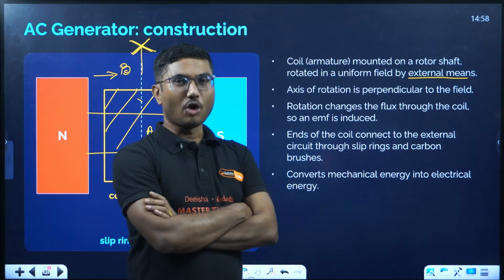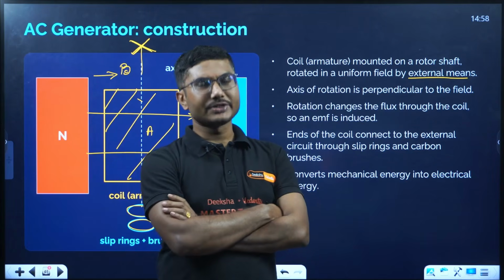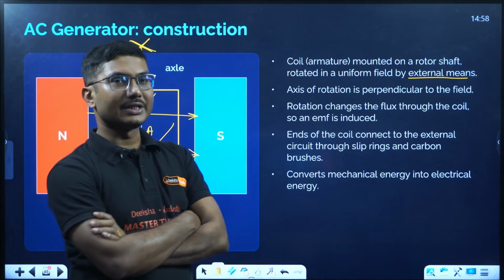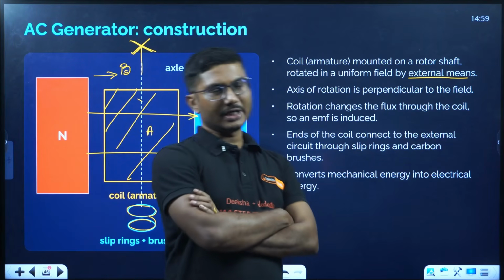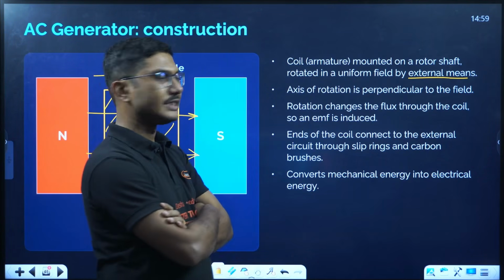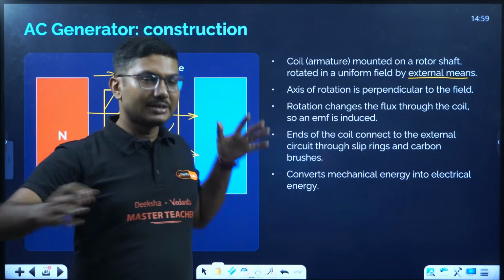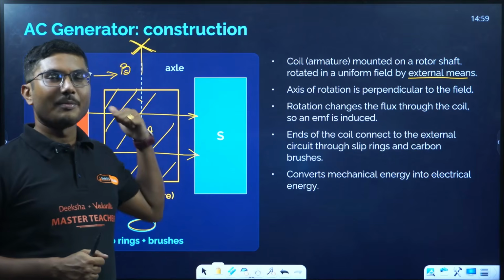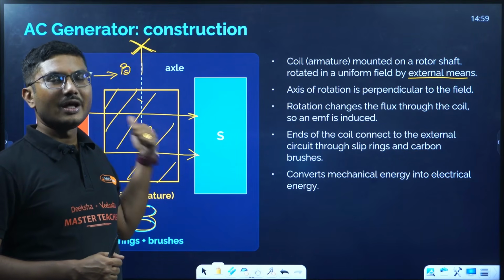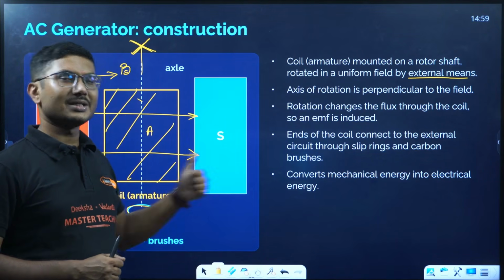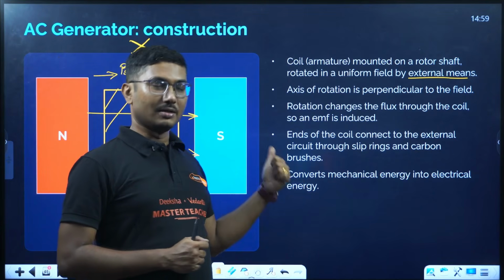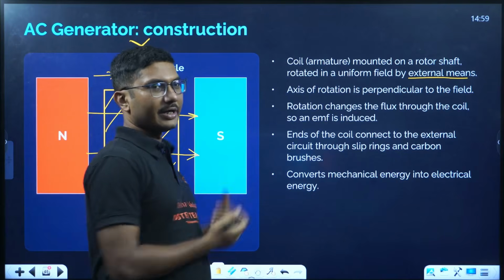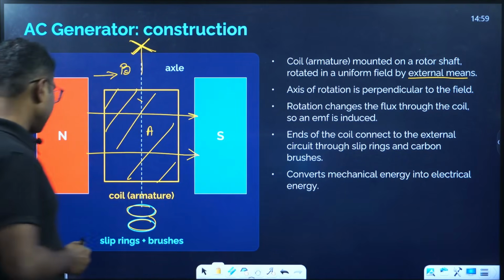A coil rotates in a fixed magnetic field, and due to rotation, the flux linked with the coil changes, and that induces electric current. So if they ask you what is the principle of an AC generator, you need to write in these lines. It is not one single line. You have to mention that a coil rotated in a fixed magnetic field, the flux linked with the coil changes, and thus it induces EMF or current in the coil. That current is collected, and that is the principle of the AC generator.